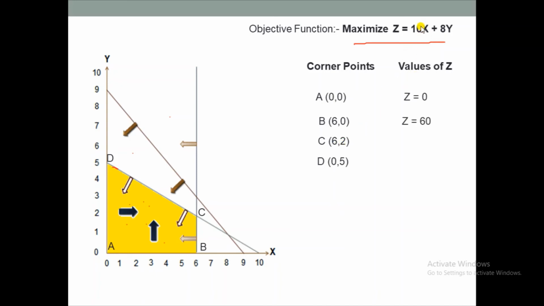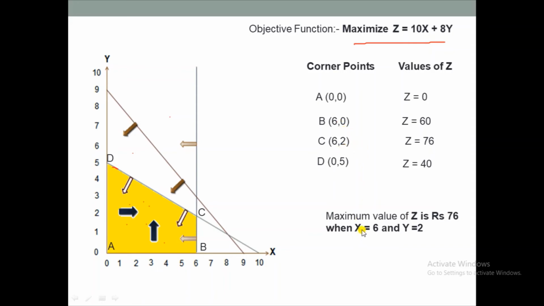The third coordinate is 6, 2. So x equal to 6, y equal to 2: 10 into 6 is 60, plus 8 into 2 is 16, so it is 76. When I put 0 and 5, x equal to 0, so 10x will be 0, and 8y means 8 into 5, which is 40. So for these four coordinates, we get four different values of z. We have been asked to calculate the maximum value of z. Out of these four values, the maximum is z equal to 76, and this is the answer. So the maximum value of z is 76 when x equal to 6 and y equal to 2.